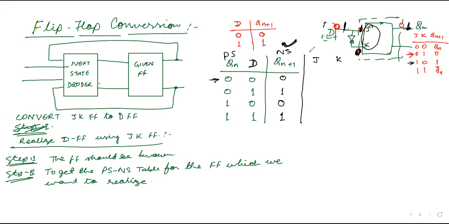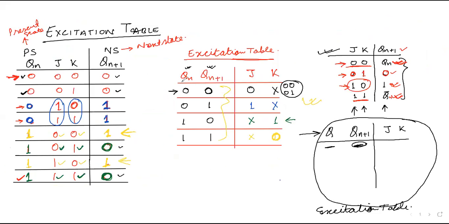So this is nothing but the excitation input. Excitation input. So what should be the excitation input? How will we find this out? We have already seen earlier that this is the excitation table for JK flip flop. Are you able to see this? The excitation table of JK flip flop.